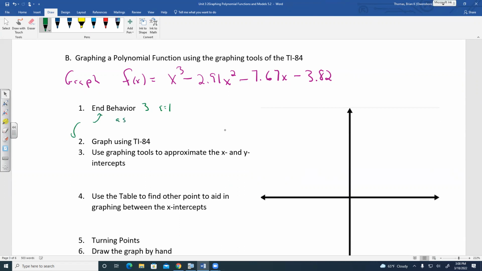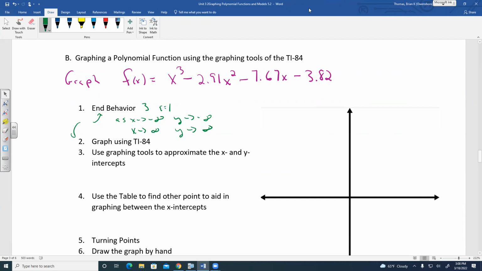In other words, as x approaches -infinity, as x goes left, the y values are going down, so y is approaching -infinity. As x goes to the right, x goes to infinity, the y values are going up, so y is approaching infinity. So that would be my end behavior there. The left side is finishing down, the right side is finishing up.